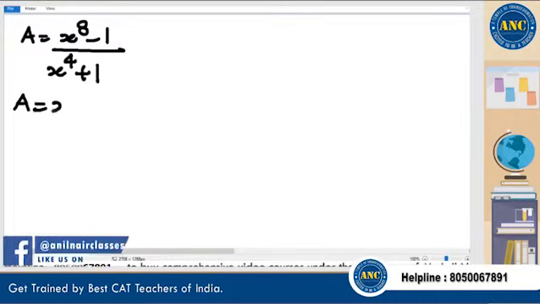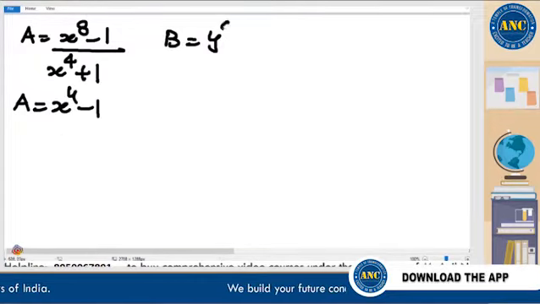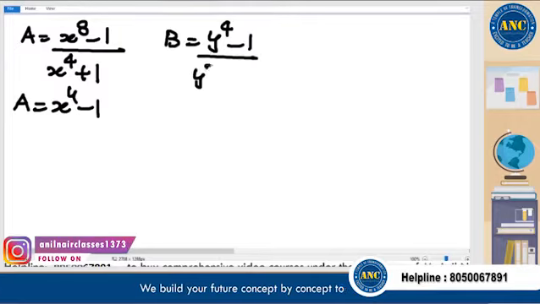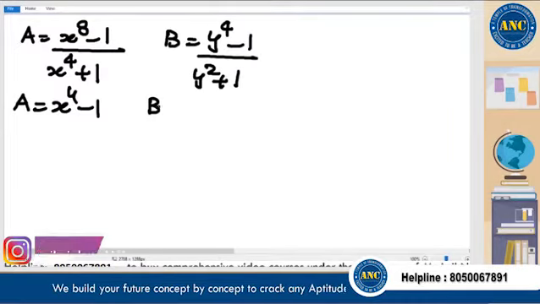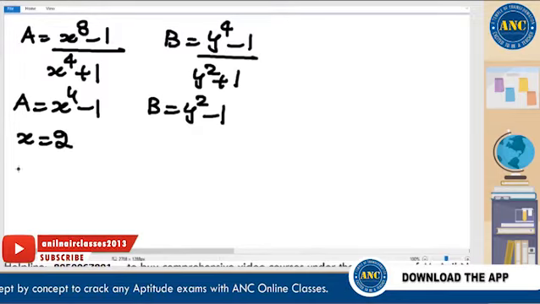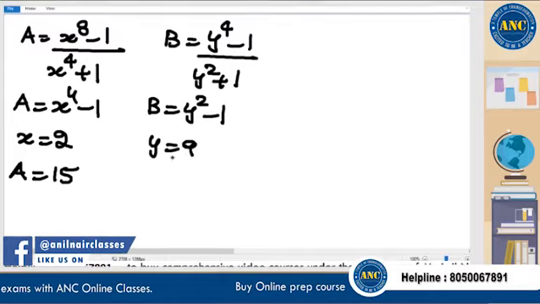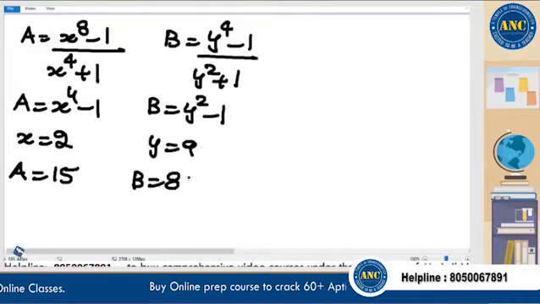A is nothing but x power 4 minus 1. B is nothing but y power 4 minus 1 divided by y square plus 1. B is nothing but y square minus 1. X is given as 2, so A is nothing but 15. Y is given as 9, so B is nothing but 80.